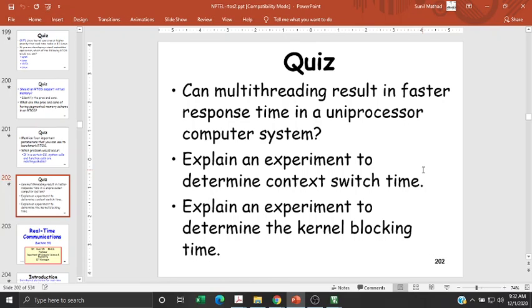Kernel blocking time: make a system call and see how much time it waits till the system call is served.